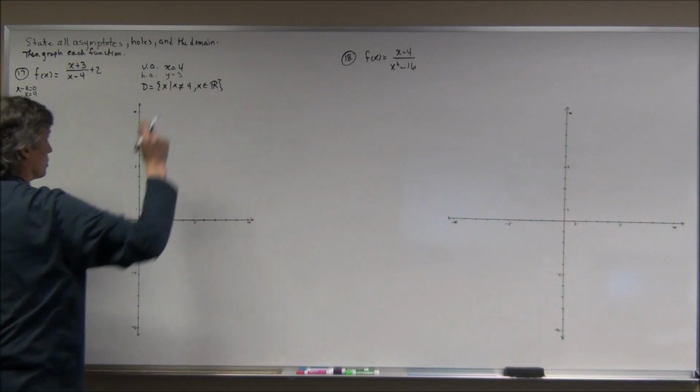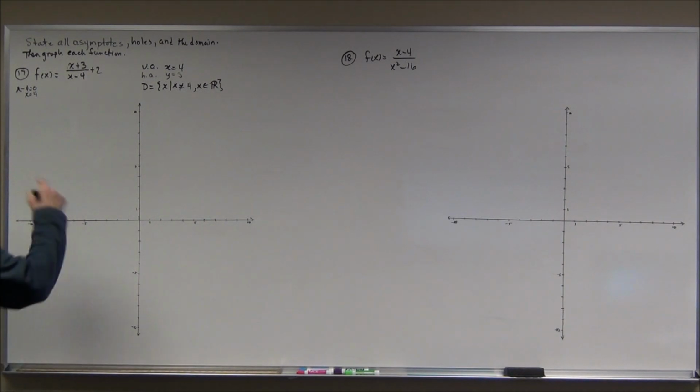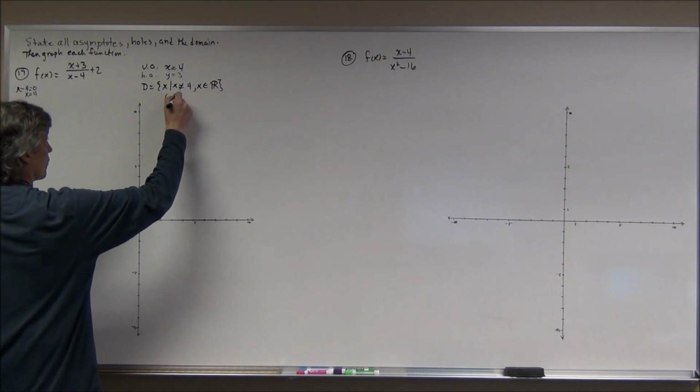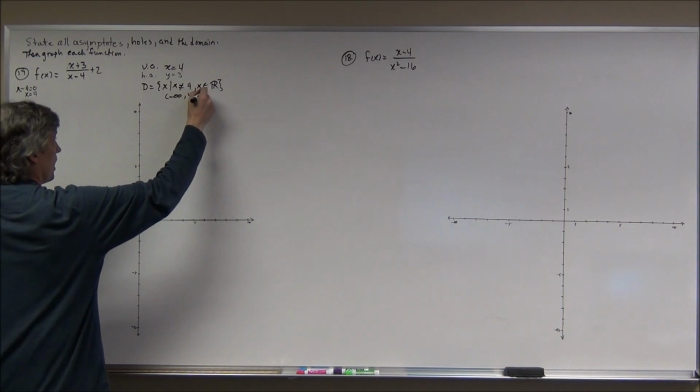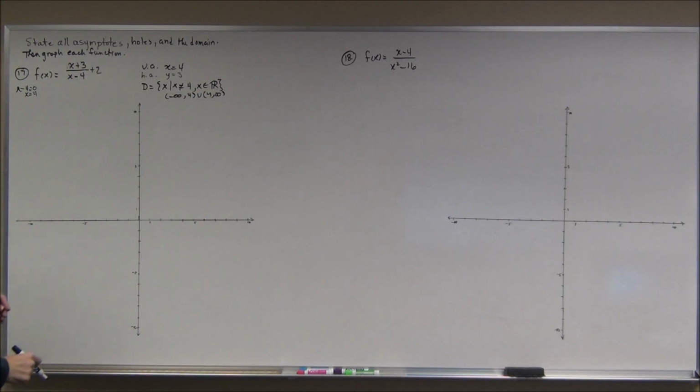Now I know that your instructor probably shows it a little bit different. Soon you'll be doing interval notation. Interval notation looks like this, from negative infinity to 4, and from 4 to infinity. The parentheses means you don't include the 4. But that's down the way.